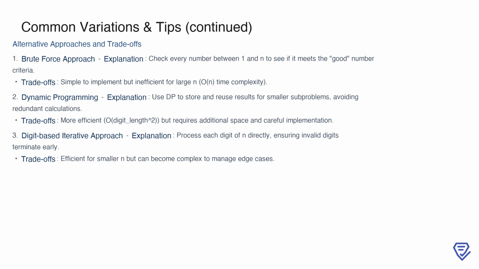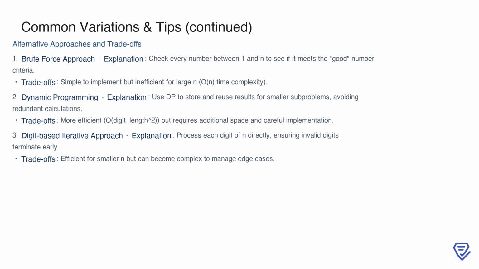Now let's consider some alternative approaches and their trade-offs. The brute force approach involves checking every number from 1 to n to see if it meets the criteria for a good number. While this method is simple to implement, it has an O(n) time complexity, making it inefficient for large inputs. A more optimized approach is dynamic programming, where you store and reuse results for smaller subproblems, significantly reducing redundant computations. This method is more efficient, with a time complexity of digit_length^2, but it does require additional space and careful implementation.